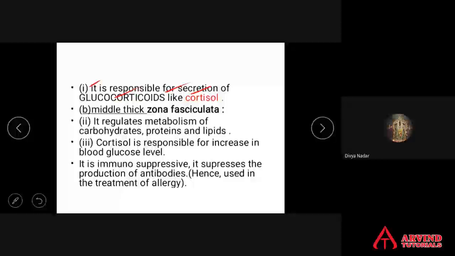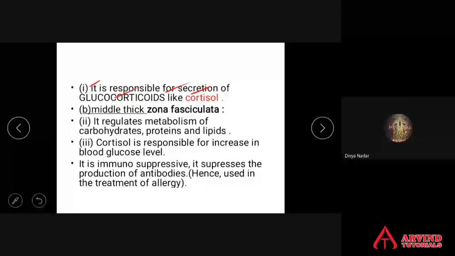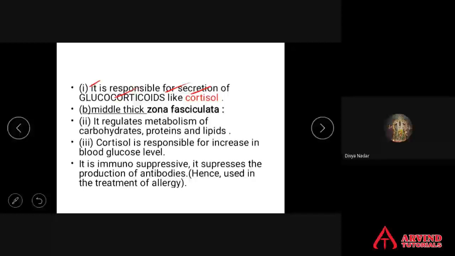So what is the function of the middle portion of the adrenal gland? The middle portion of the adrenal gland is called zona fasciculata. The main function is that it regulates metabolism of carbohydrates and lipids. Cortisol is responsible for increase in blood glucose level. It is immunosuppressive and suppresses the production of antibodies, hence it is used in the treatment of allergies. So when the body has some allergic responses, the body produces antibodies, and these antibodies are suppressed by the cortisol hormone.